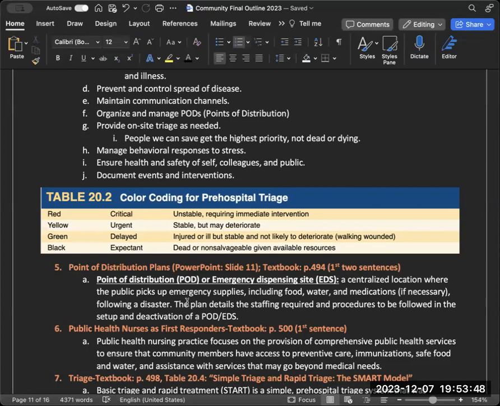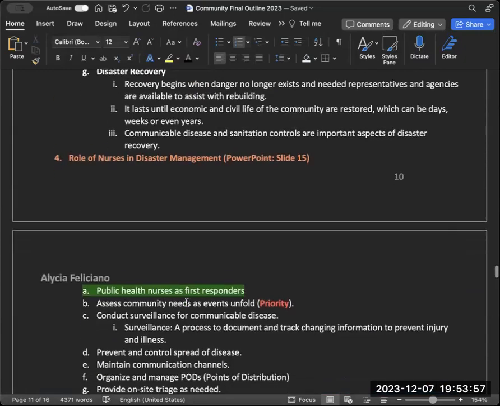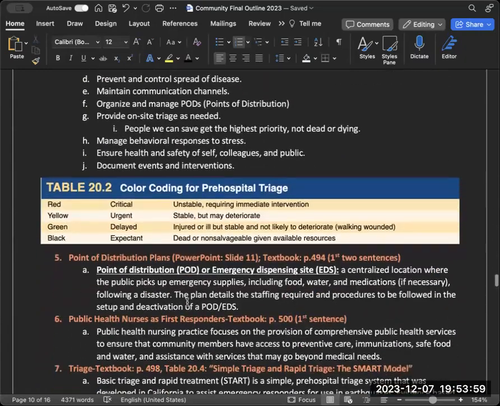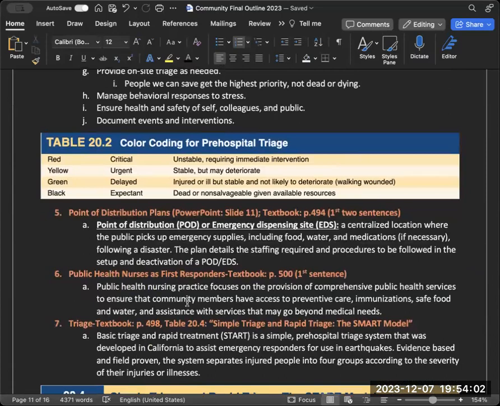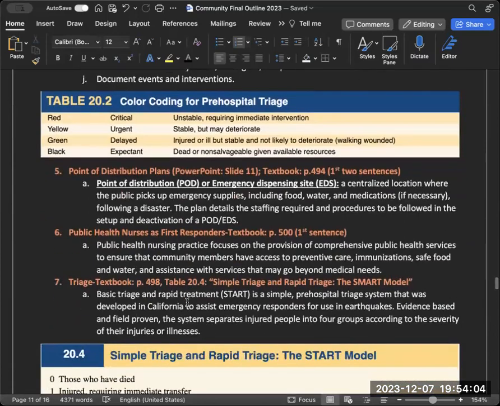We must manage behavioral responses to stress, ensure the health and safety of self, colleagues, and the public, and document the events. But our priority is to assess, okay? Assess the community's needs. And I added this table on the color coding for pre-hospital triage, just to help visualize the different types of tags and what they mean in terms of what's critical, what's urgent, what's delayed, and expected to die. I just included that there.